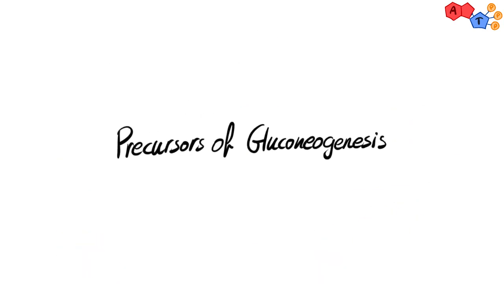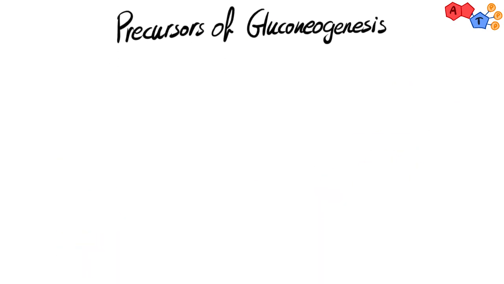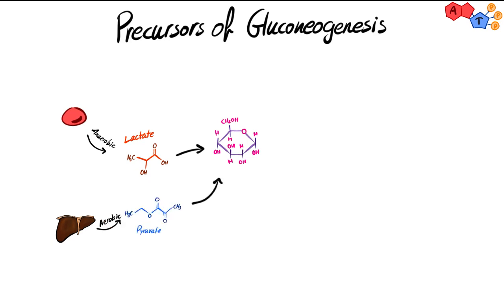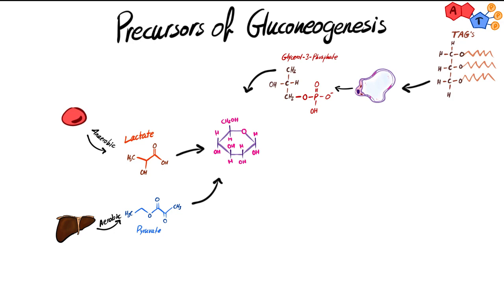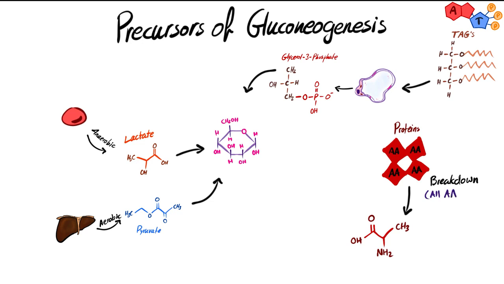A carbon source is required for the production of glucose to be possible. Important substrates for gluconeogenesis are lactate from anaerobic glycolysis and pyruvate from aerobic glycolysis, glycerol 3-phosphate from the breakdown of triglycerides in adipose tissue, and finally gluconeogenic amino acids from protein breakdown. All amino acids, except leucine and lysine, the two L's, are gluconeogenic amino acids and can therefore be used in gluconeogenesis. Alanine is the major gluconeogenic amino acid.